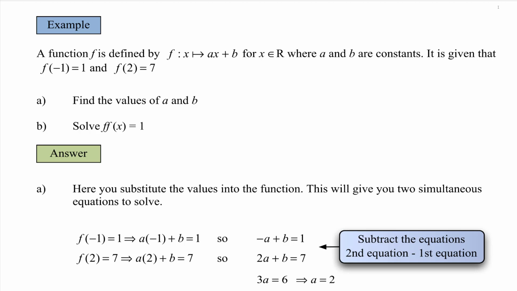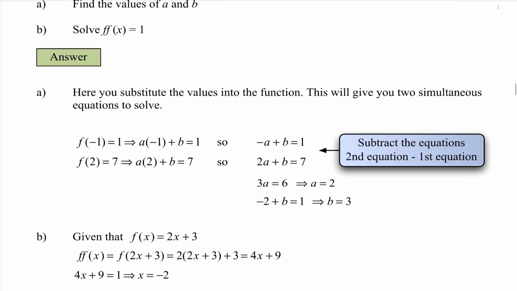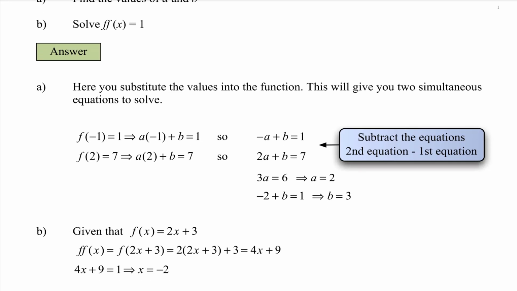So to work this one out, we're just going to substitute x is minus 1 into this function here. So you get negative a plus b, and we know that that's equal to 1. And f of 2 is 7, so we substitute x equals 2 into the equation. So 2 times a plus b is equal to 7. So we've got some simultaneous equations that we can solve really simply. Just have a look at these two. Subtract the equations, we've got a equals 2 and b equals 3.